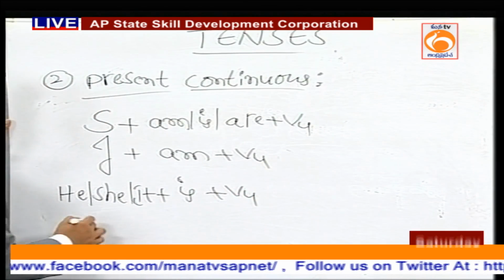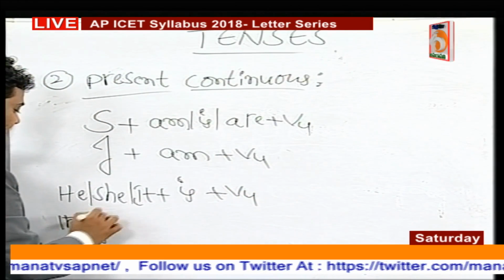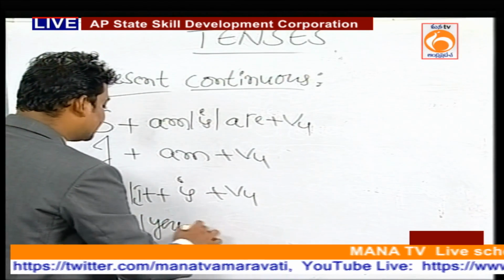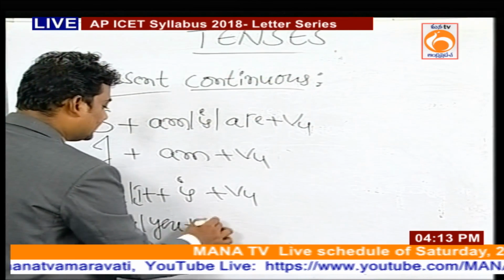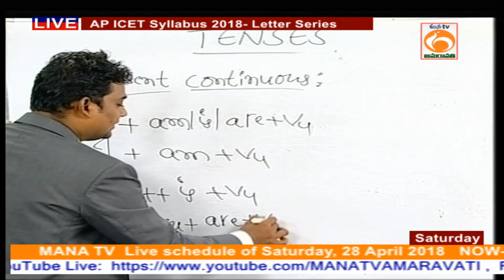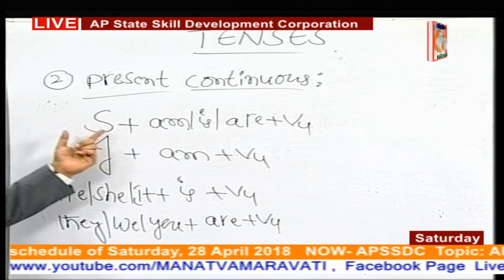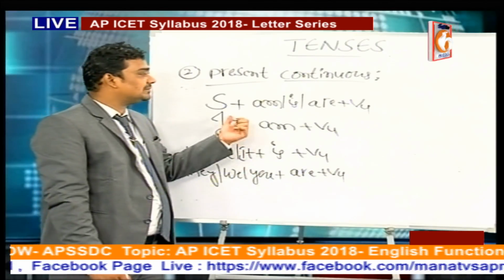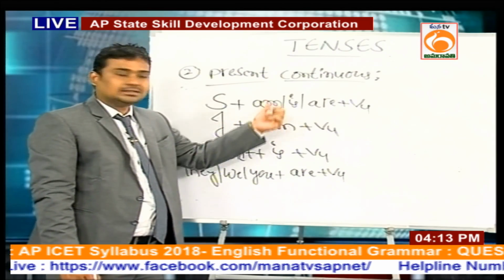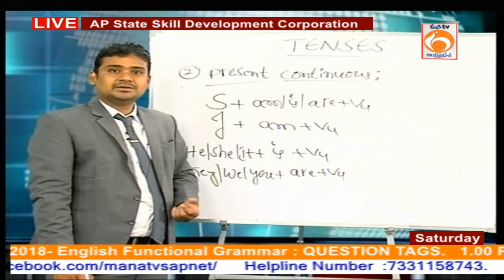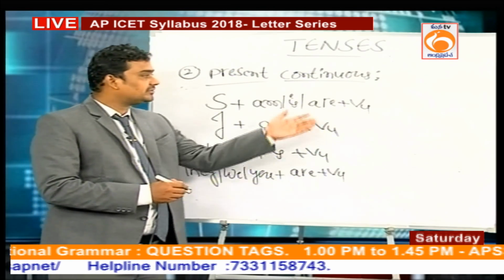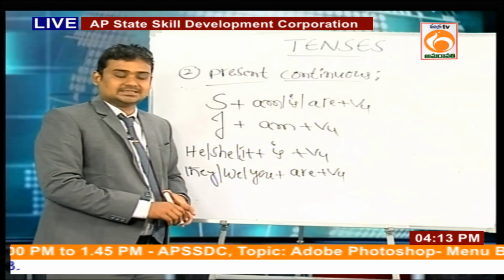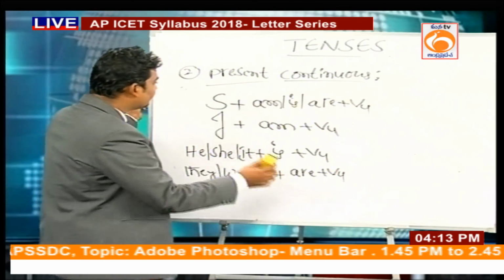The next category: they, we, you. This type of subject takes the helping verb are plus V4. This is the structure form of present continuous tense. What is the structure form? Subject, helping verb am, is, or are, and the main verb V4. V4 is the progressive or continuous verb form, which we should use in present continuous tense.